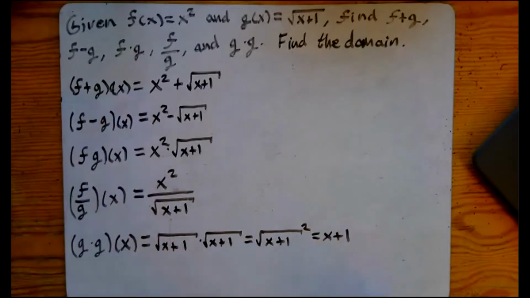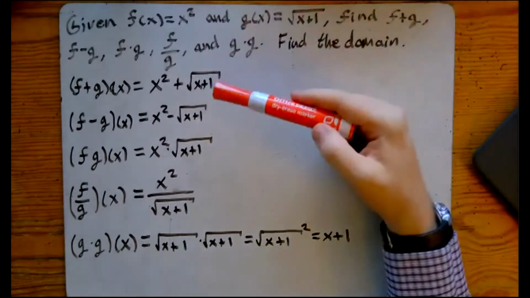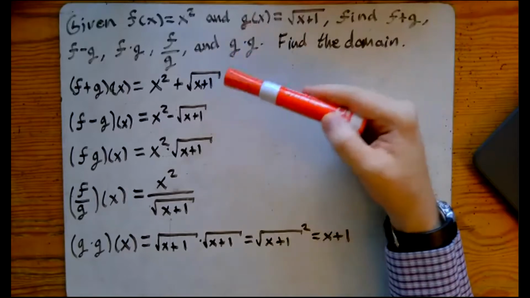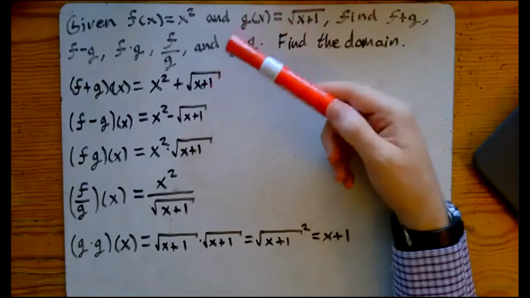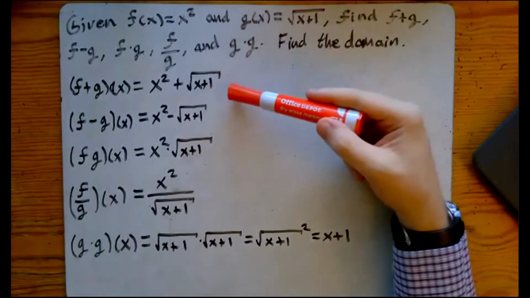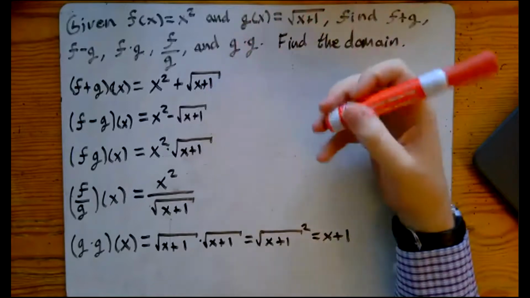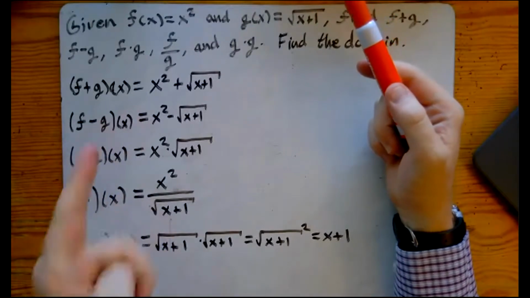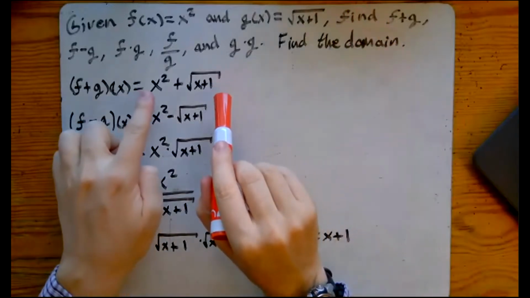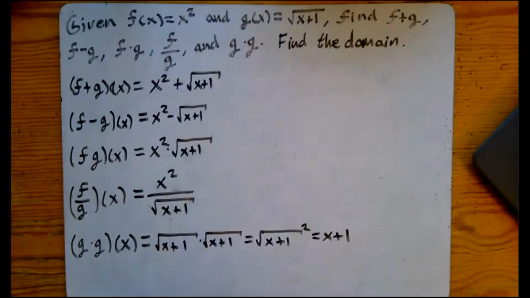So what's the domain of x squared? Well, we can plug anything we want into x squared and we'll get a defined number, positive, negative, whatever. For the square root of x plus 1, that does have a restriction on its domain. I can't plug in anything less than negative 1 into this function. If I plug in negative 1, it's fine. I get the square root of negative 1 plus 1, which is the square root of 0, a defined real number. But if I plug in anything less than negative 1, say negative 2, I get the square root of negative 2 plus 1, the square root of negative 1. That's not real. So the domain of this guy is all real numbers. The domain of this guy is all real numbers greater than or equal to negative 1.